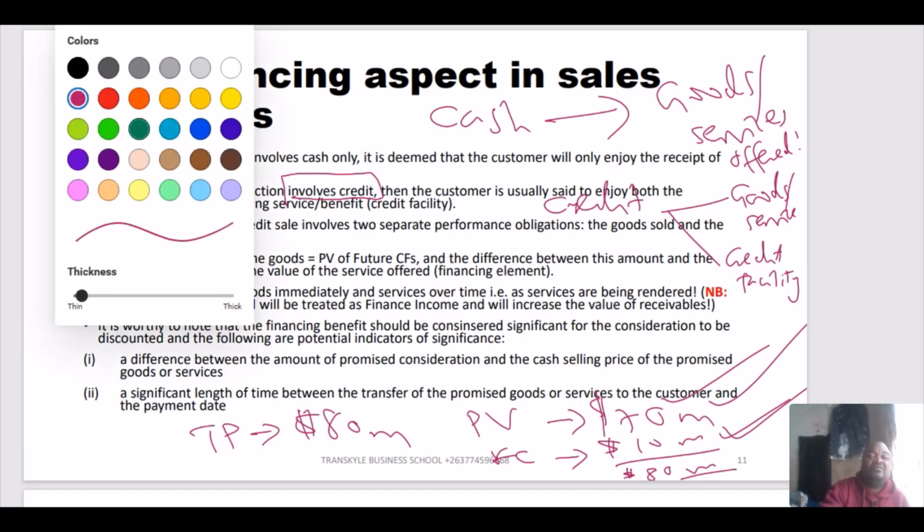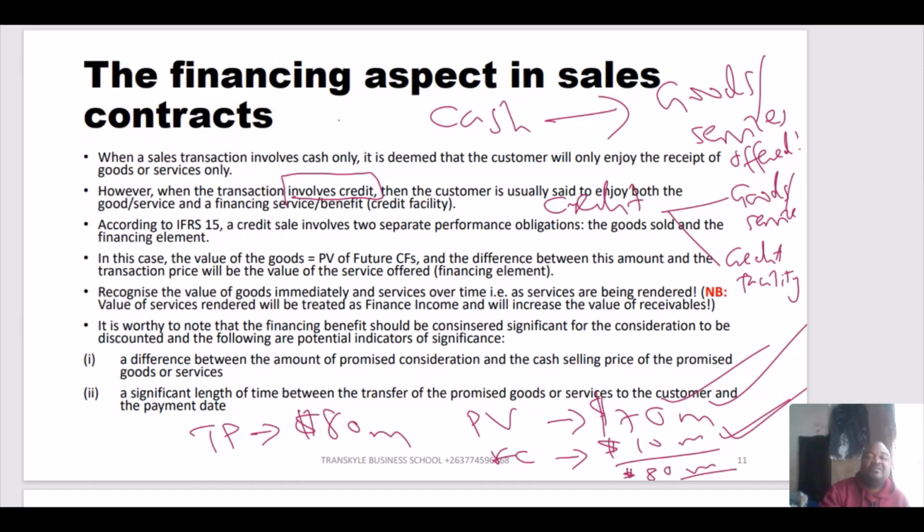recognition criteria for the two incomes, okay, the revenue is going to be recognized at a point in time.